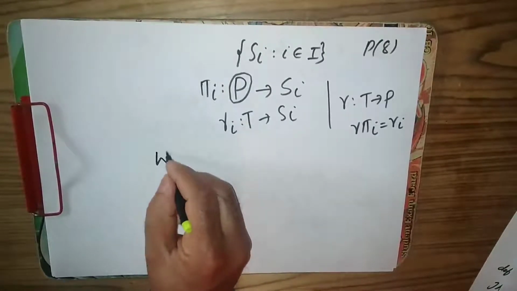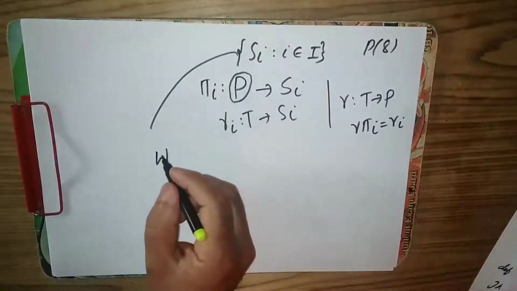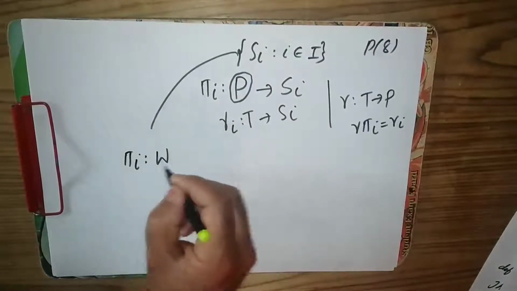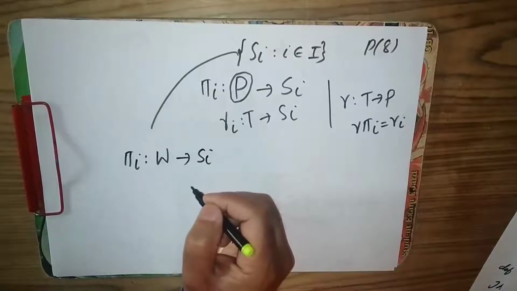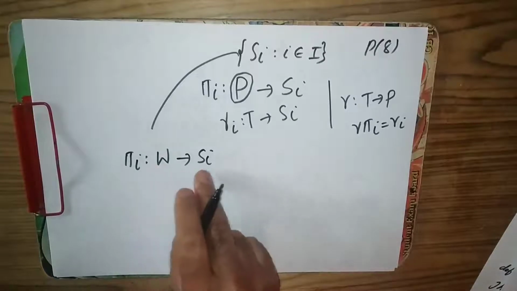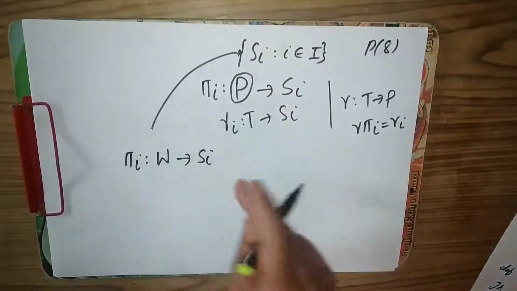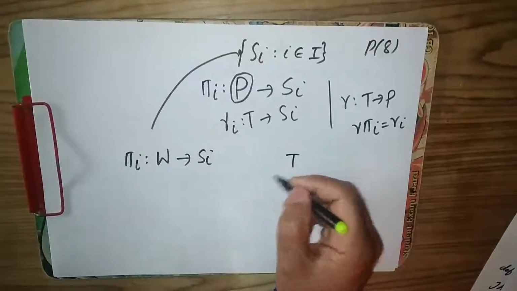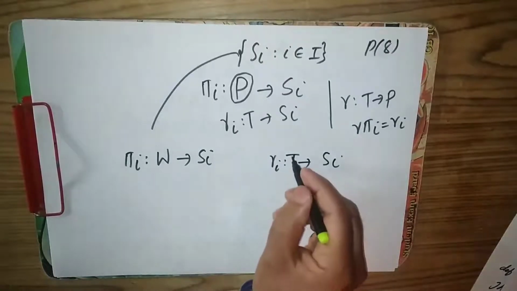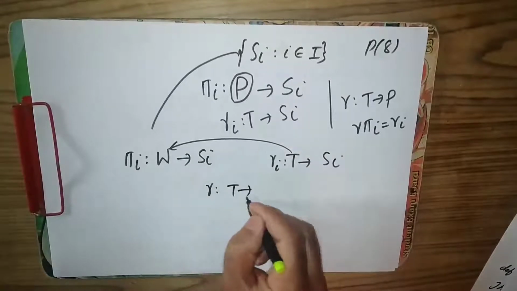say W is called the product of the semigroups S_i if there are morphisms, say pi_i from W to S_i. And for any other semigroup T, if there are such morphisms from T to S_i, then there should exist a morphism from T to W.